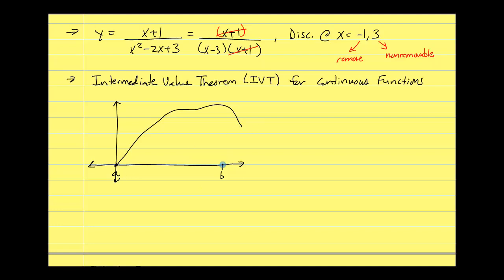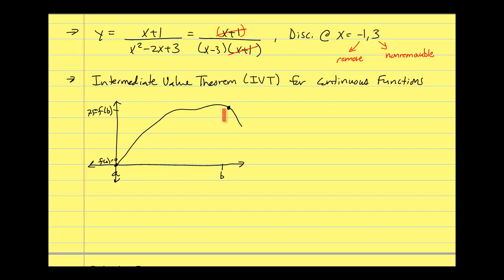So at this very point B, I have some value over here called f of b, and that might be my speed, like 75 miles per hour, something like that. Now over here I have f of a, which in this case was 0. So what the intermediate value theorem says is this. In order for me to go from a to b, if my function is continuous, I have to pass through every single value between the y value at my beginning point and the y value at my ending point.